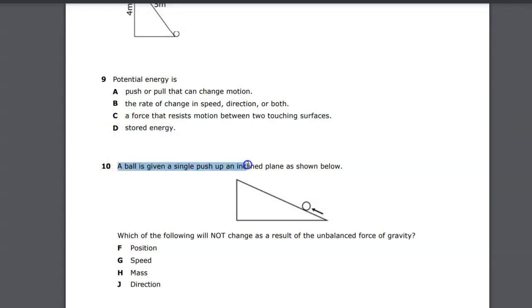Number 10. A ball is given a single push up an inclined plane as shown. Which of the following will not change as a result of the unbalanced forces of gravity? What will gravity not affect? Will gravity affect the ball's position? Will gravity affect the ball's speed? Will gravity affect its mass, or will gravity affect direction? Which will it not change? One of these: position, speed, mass, or direction.